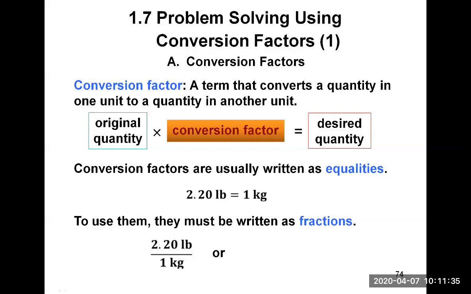Now let's go back to our equality, and this time divide both sides by 2.20 pounds. On the left we will have 2.20 pounds over 2.20 pounds, which is equal to 1. On the right we will have 1 kilogram over 2.20 pounds, which is equal to 1 as well. That's the second conversion factor you can write from this equality. So from an equality, there are always two possible conversion factors, and you will have to determine which one you need to use.